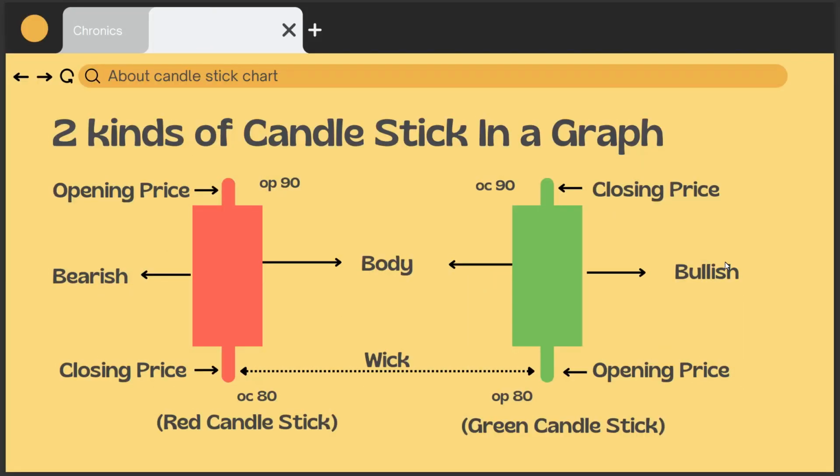Now, talking about the candlestick chart, we need to understand what a candlestick is, right? What is this green candlestick? What is this red candlestick? In the stock market, or the share market, we don't call it a green or a red candlestick. We have given them specific terms. For the green candlestick, or this green bar, we call it the bullish candlestick. For the red candlestick, we call it the bearish candlestick.